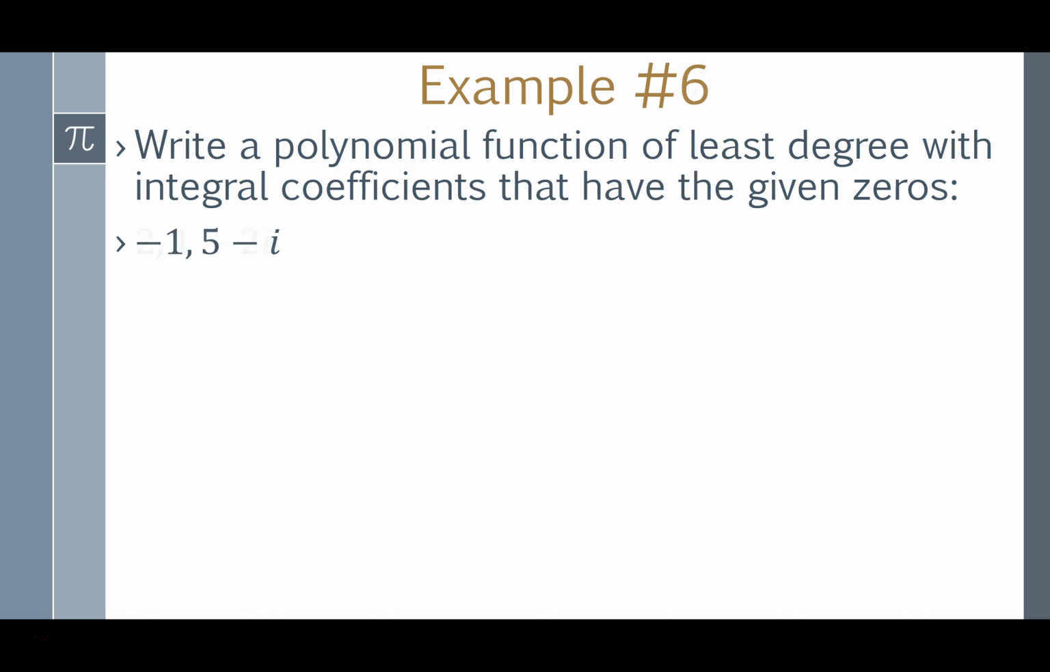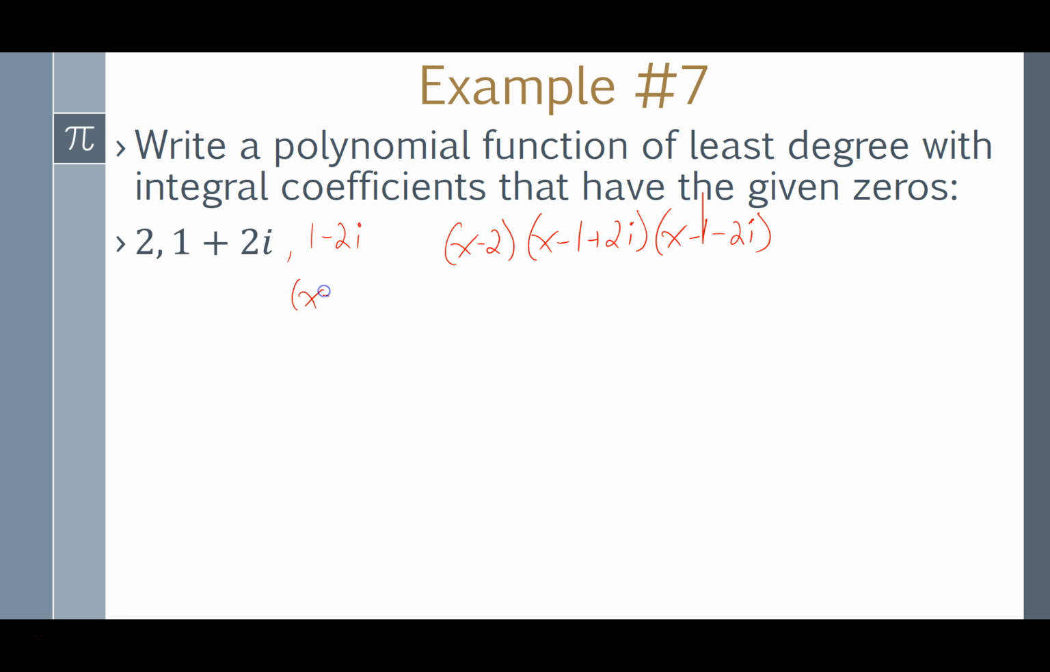Okay, so let's take a look at another one. So we have 2 and then 1 plus 2i. So when we work this out, we know that it has to be a 1 minus 2i. So we'll get x minus 2, x minus 1 plus 2i, and x minus 1 minus 2i. Again, always the opposite for the number and alternating for the i's.